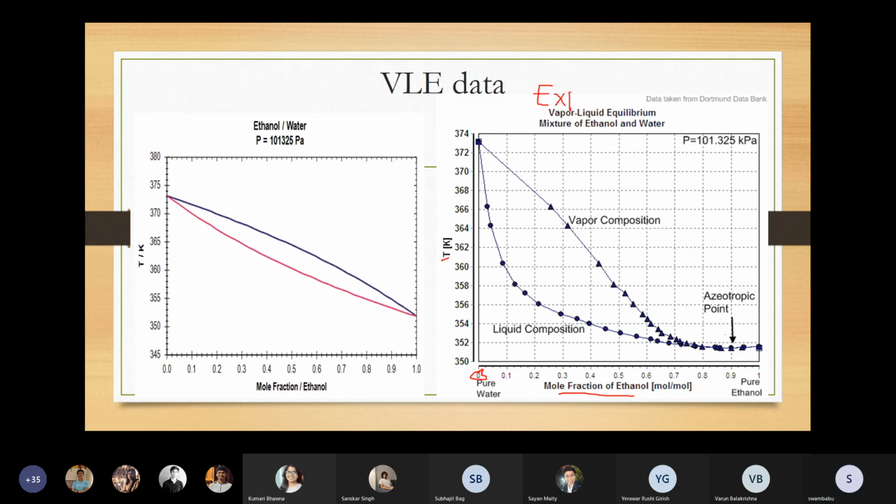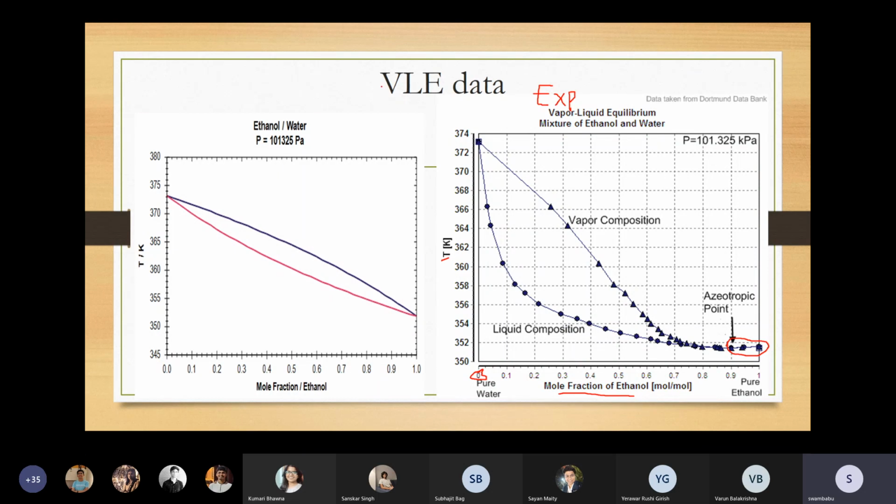And this is the experimental VLE data, and it shows that when the mole fraction is higher than 0.82 or higher than 0.9, this will form an azeotrope. Azeotrope means what? Once you heat it, the composition doesn't change. It will have the same composition. Vapor and liquid both in the same composition. X equal to Y. Azeotrope means X equal to Y.